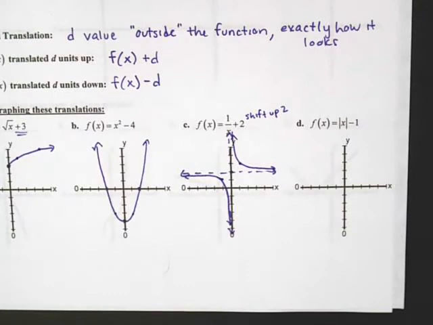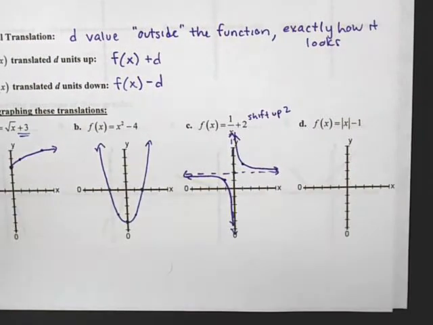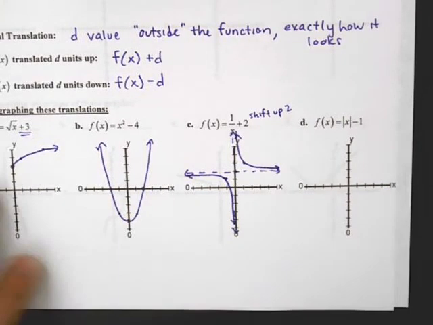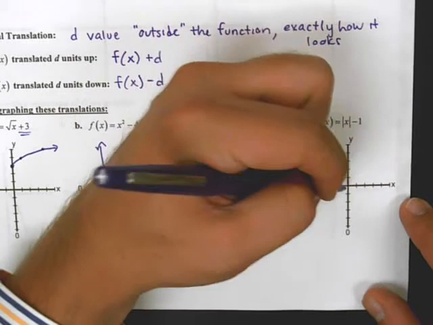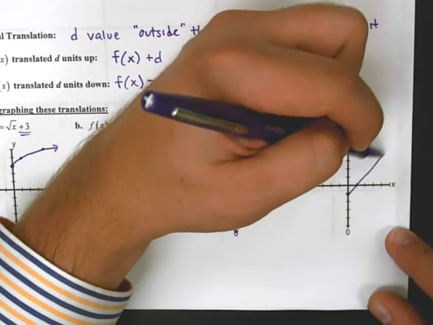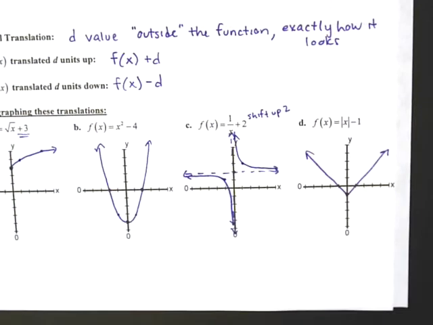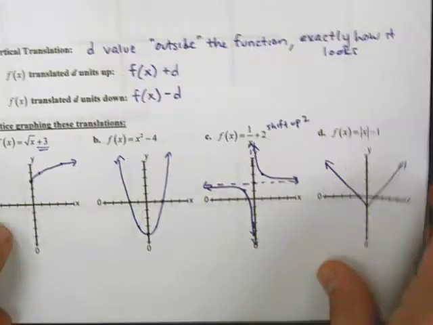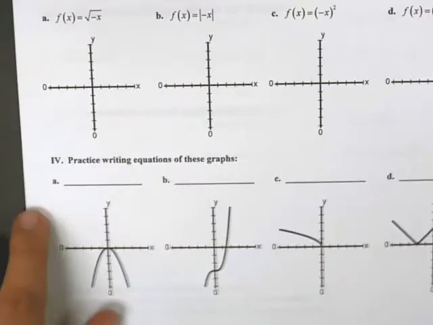Lastly, absolute value. Again, my -1 is outside of the absolute value bars, or outside of the function itself. So I am going to know that this is a shift down of 1 unit, and again, absolute value is just that v, so I can do something like that. Okay? So that is horizontal and vertical translations. The next set of transformations that we're going to talk about are reflections. Okay, reflections.